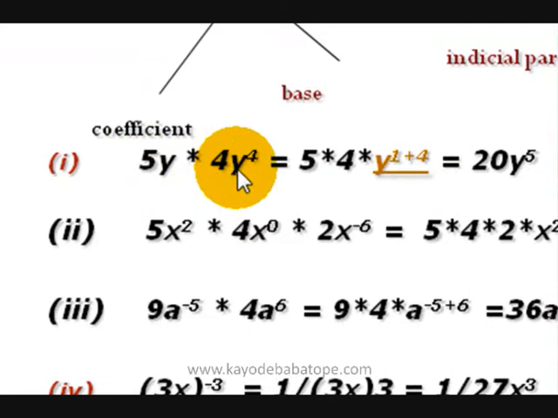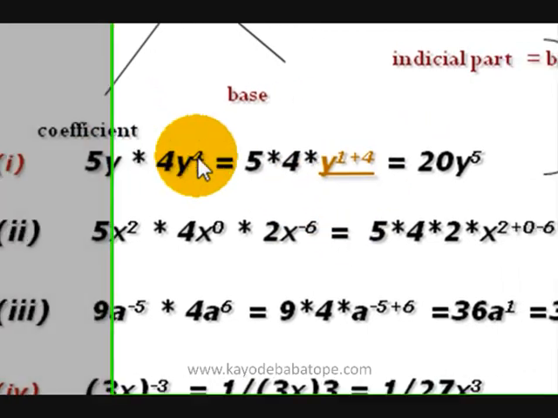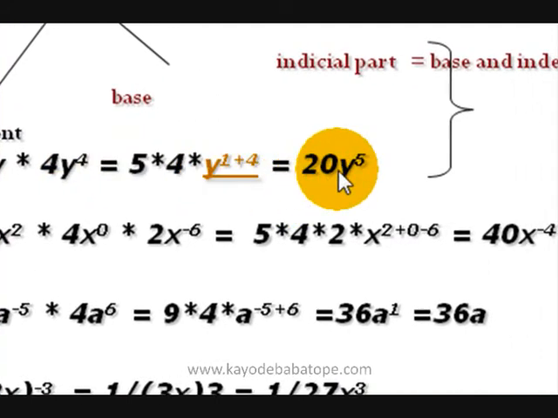5y times 4y raised to power 4 simply means 5 times 4 to be treated separately, then times y times y raised to power 4. So in dealing with y times y raised to power 4, remember, y without an index simply means y raised to power 1. So based on the first law of indices, y times y raised to power 4 is equal to y raised to power 1 plus 4. So eventually this expression gives us 20y raised to power 5.